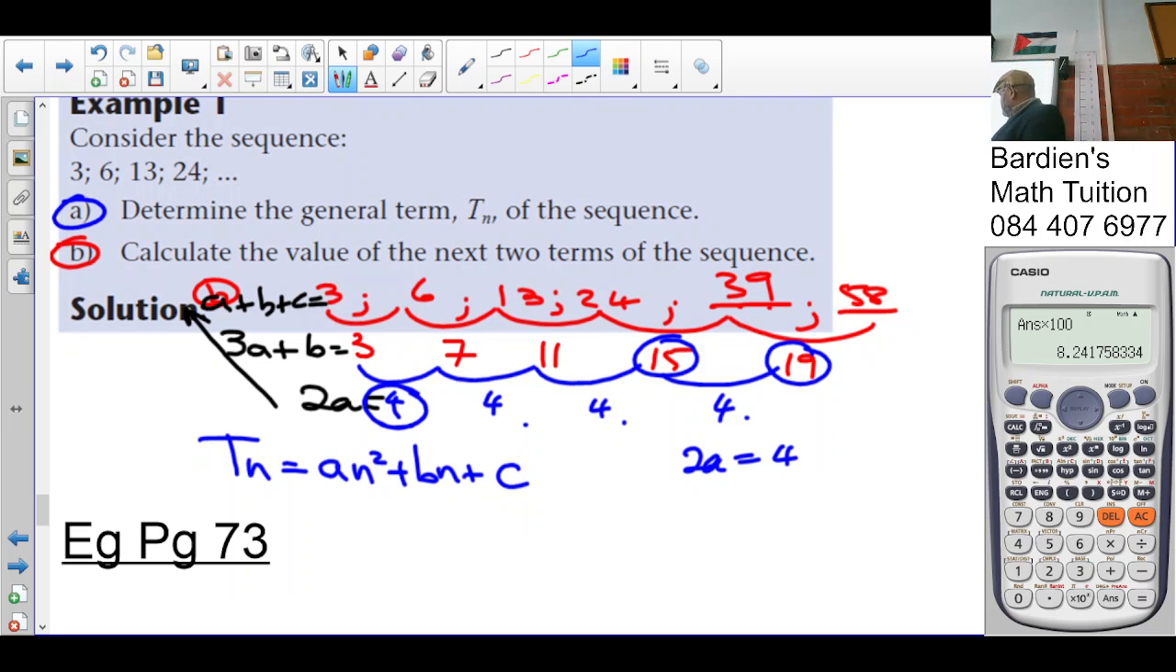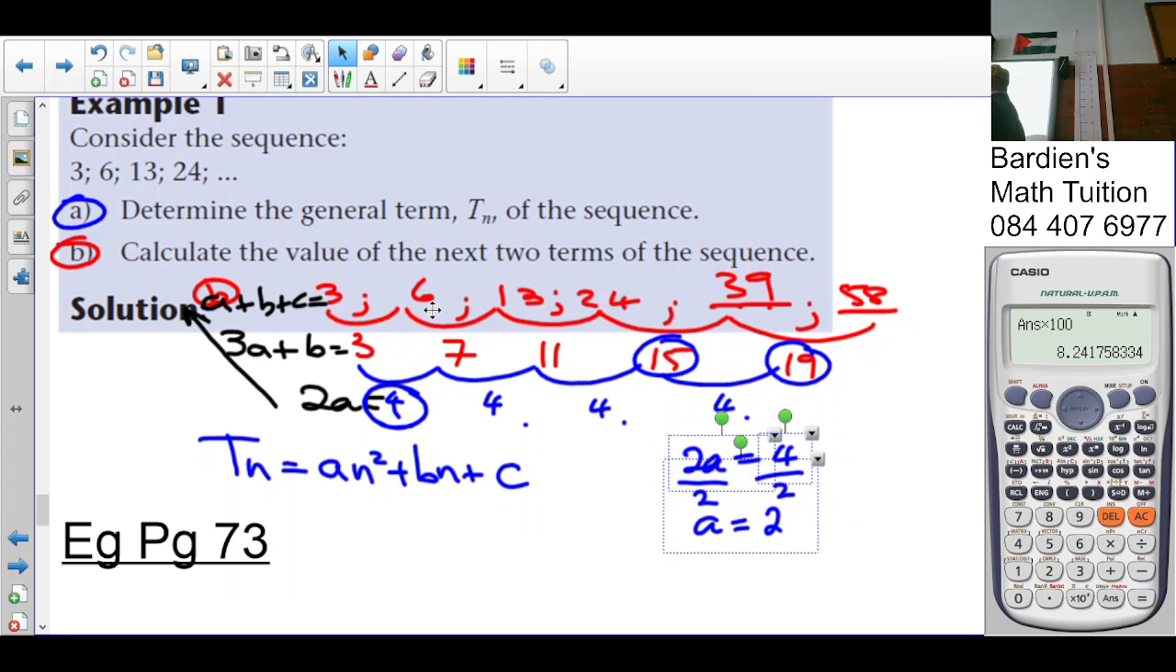Right, so what do we do now? Divide by 2. Not so? So a is equal to? So there I got my a value. Do you all understand? So what do I do now?